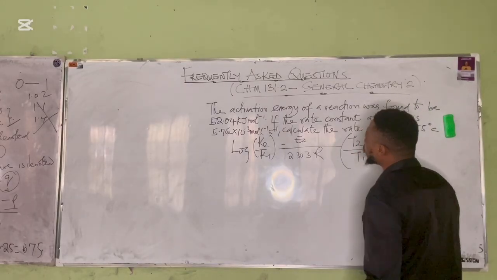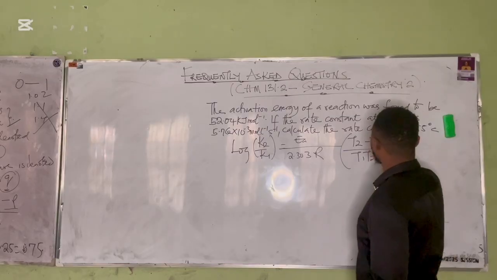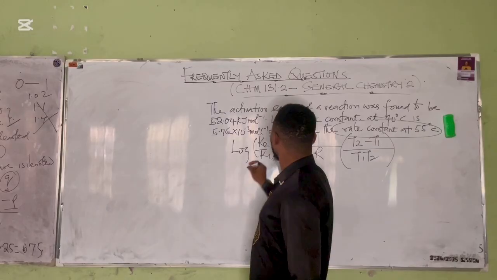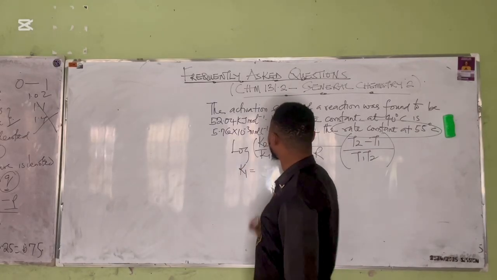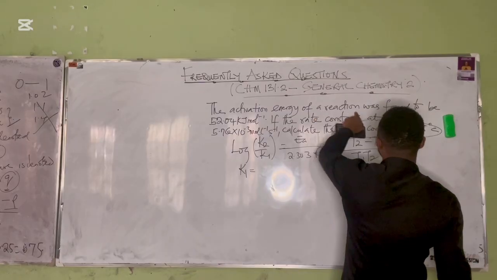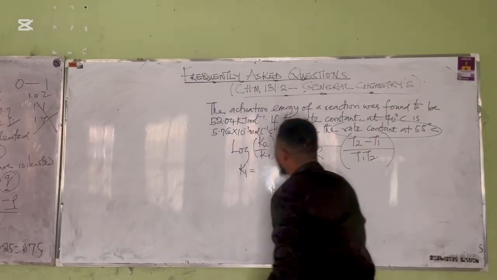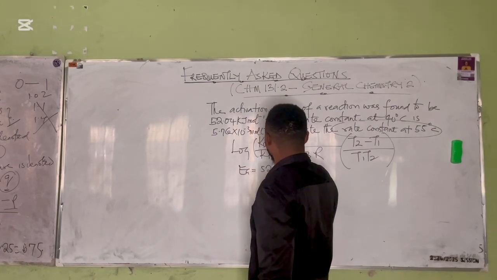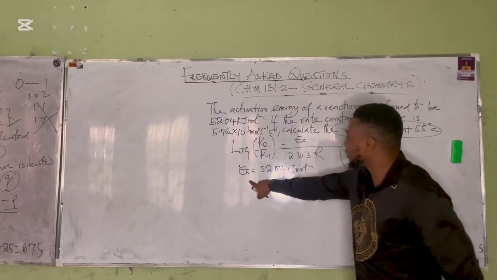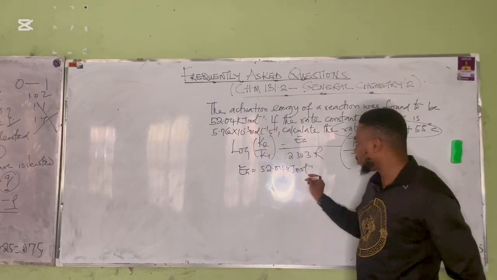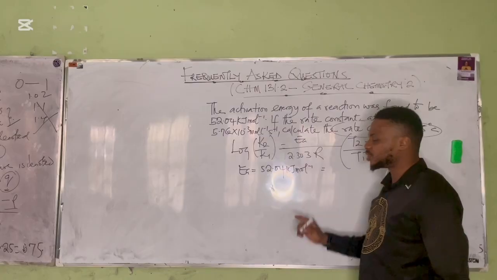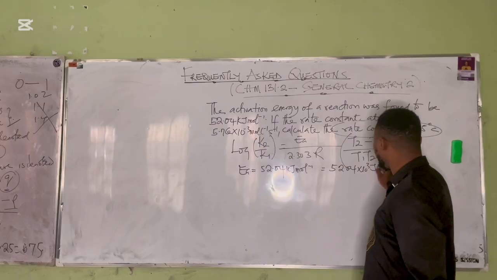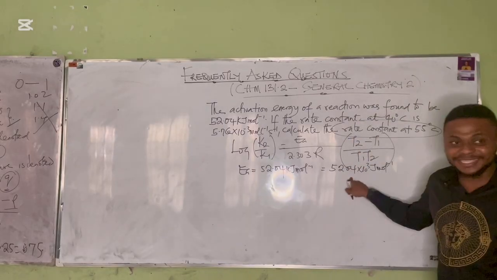Now in this question we are told to determine the rate constant at 55 degrees Celsius. Let's take our parameters based on how the question is. Ea is 52.04 kilojoules per mole. For us to convert Ea from kilojoules per mole to joules per mole, we have to multiply by 1000. So this will be 52.04 times 10 raised to the power 3 joules per mole. You must express it in joules per mole.